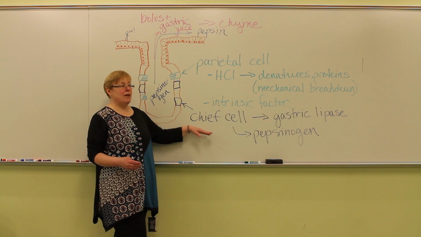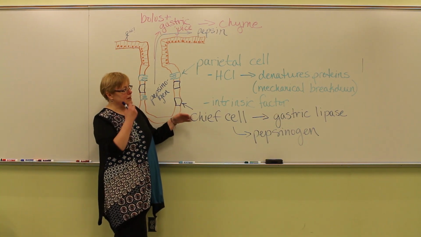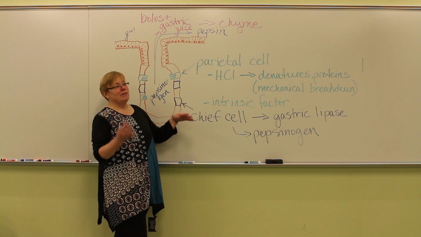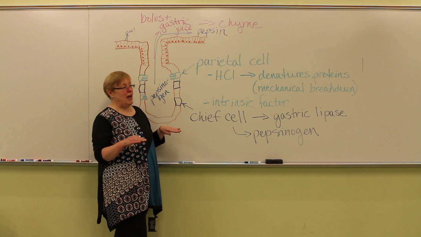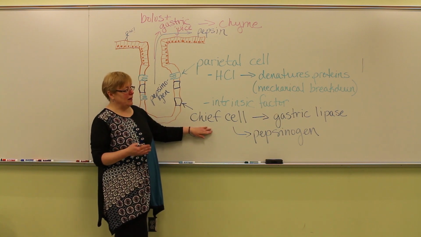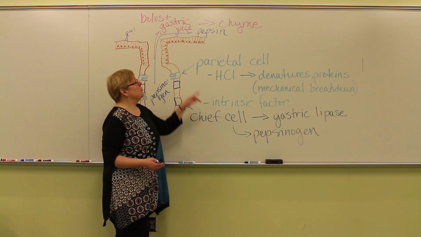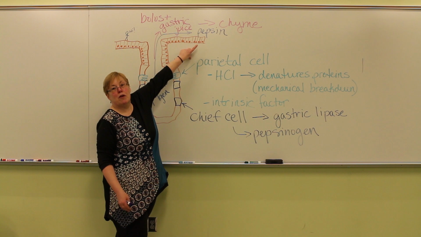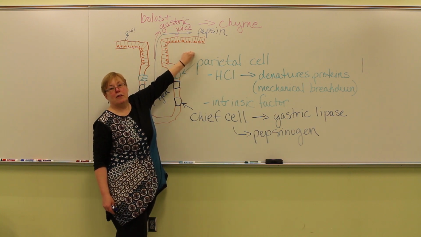To summarize, in the stomach, we are denaturing proteins. We denature salivary amylase, so carbohydrate digestion ends. We produce gastric lipase, so we get a little bit of lipid digestion, and we produce pepsinogen, which is converted into the active form pepsin. That begins the digestion of proteins in the lumen of the stomach.